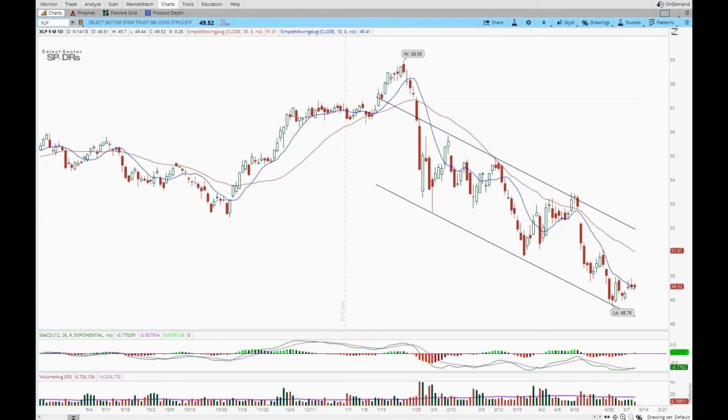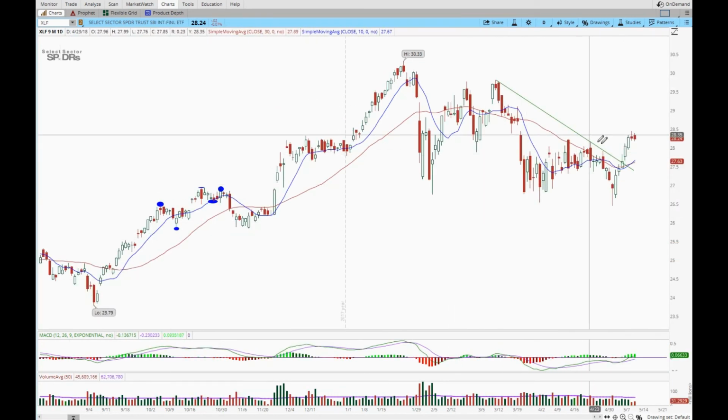So XLP, consumer staples, going to the downside. This one is actually a bear flag. If it breaks this resistance here, it could move to the upside. It seems that it's finding a little bit of ground to move to the upside in this channel, but still has not broken that one yet. So we will see if it does.